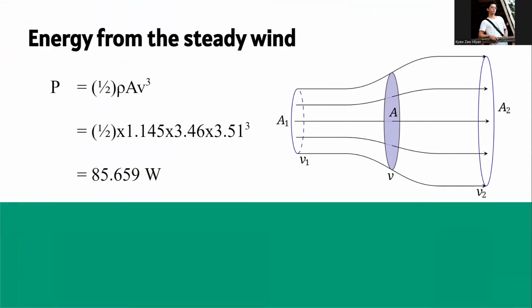Before proceeding to the other parts, I'd like to introduce the wind energy from the steady wind. According to the rotary actuator disk theory, the wind energy is given by these equations: half rho A velocity cubed. So according to our wind energy, velocity and swept area, we get 85.659 watts.